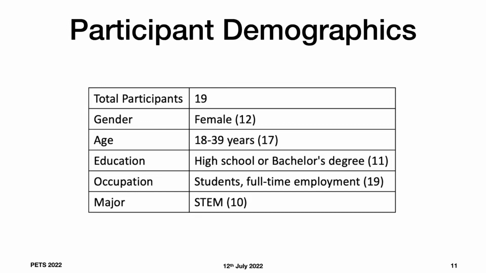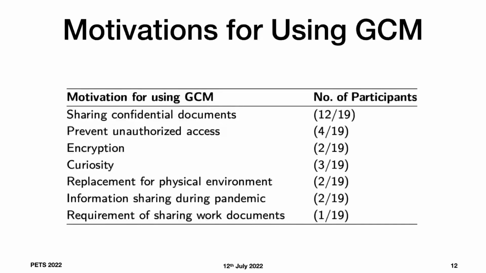Our sample therefore possessed a high technical skill, as a majority of them were from STEM majors. When asked about the motivations for using confidential mode in their emails, a majority of the participants, 12 out of 19, mentioned that they use it to share confidential documents.